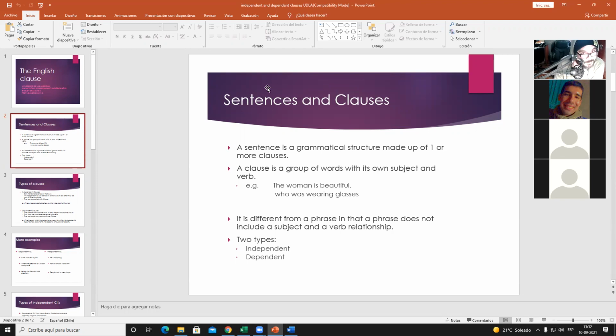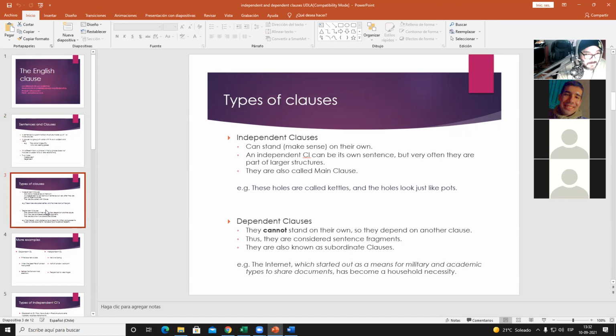Fourth point. Okay, there are two types of clauses, right? We have the independent clause and we have the dependent clause. We have discussed this for quite a long time so far. Okay, the independent clause can stand or make sense on its own. I don't like that definition because what makes sense is sort of different for everyone, right?